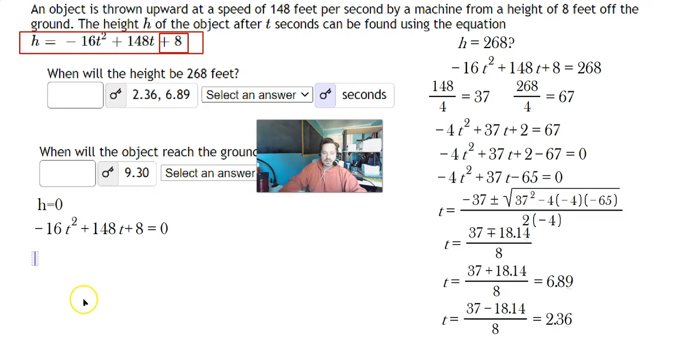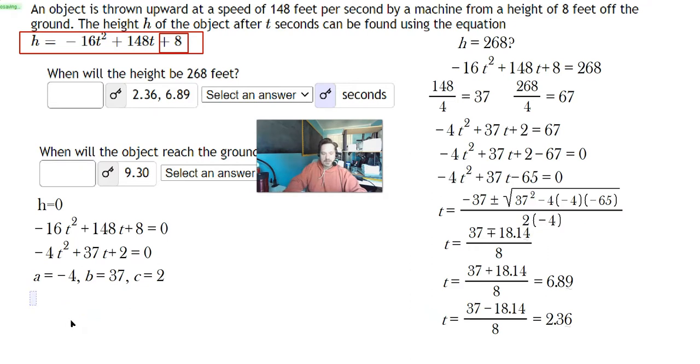As we've seen already, we can divide each term by 4. So negative 16 divided by 4 is negative 4t squared, 148 divided by 4 is 37t, and then 8 divided by 4 is 2, is equal to 0. So it's a simplified equation here. Now the difference is just plug into the quadratic formula. Remember, that means a is negative 4, b is 37, and then c is 2. It's in that form, like ax squared plus bx plus c is equal to 0. It's got to be that form.